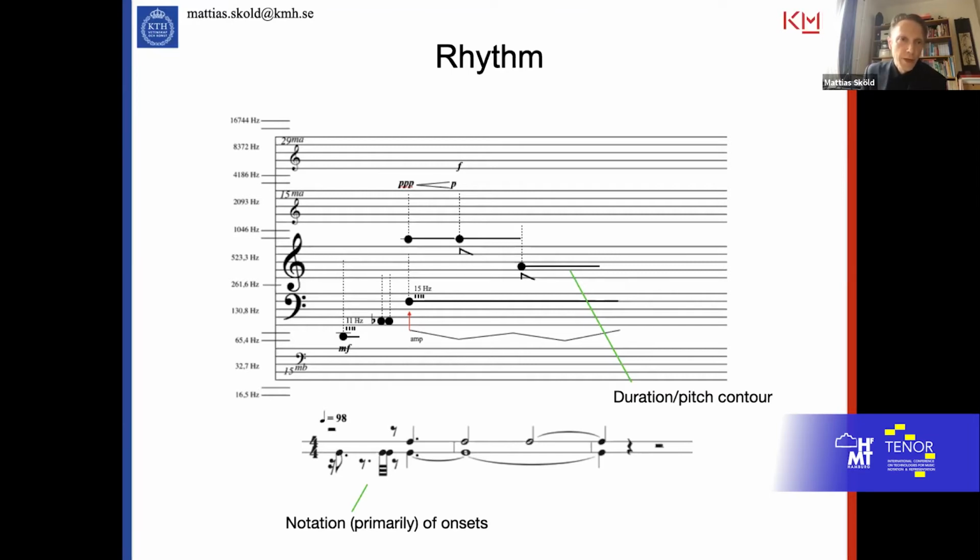So those of you who are familiar with electroacoustic music probably recognize that this little short example was from Stockhausen's Kontakte.